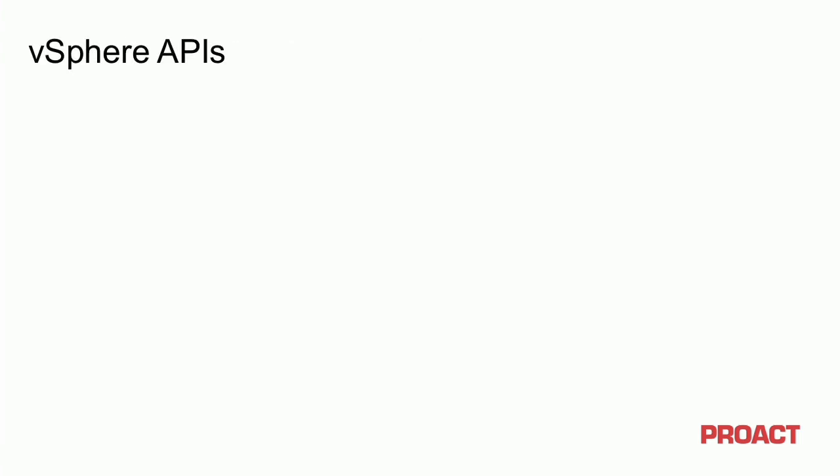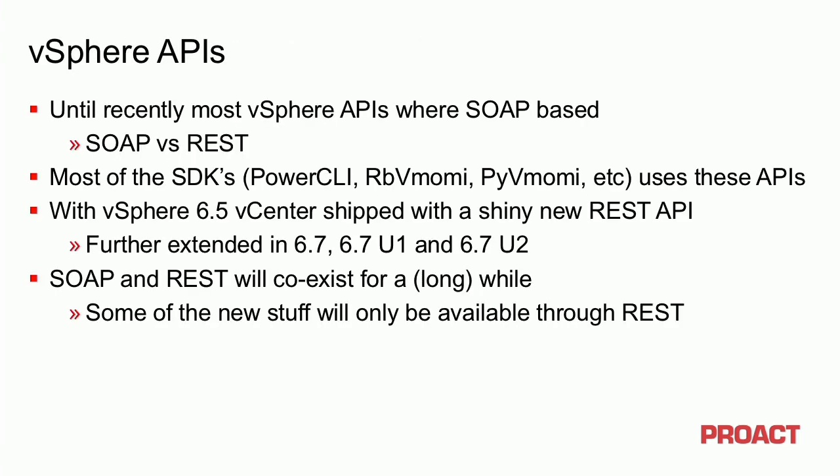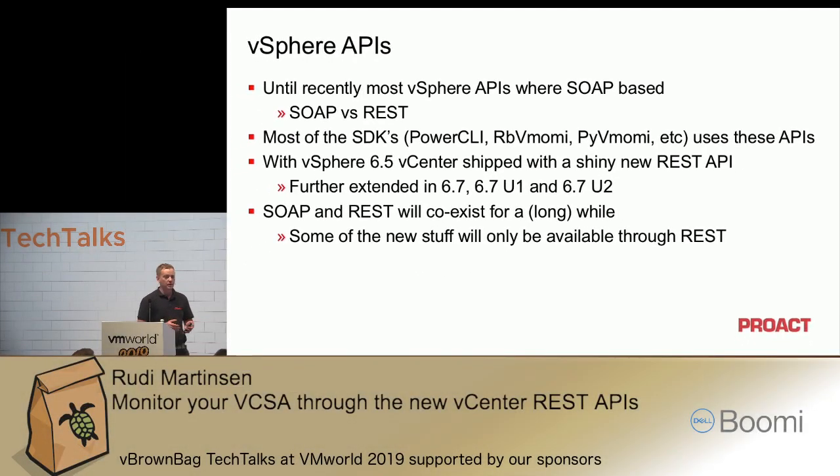So we need a way to pull data and incorporate it into the same monitoring solution. So to do that, we'll use the vSphere APIs. And as most of you probably know, until recently, most of them were SOAP based. So SOAP is a protocol, like HTTP is a protocol. It's quite cumbersome to use, especially for a guy like me who's not a developer, just an operations guy.